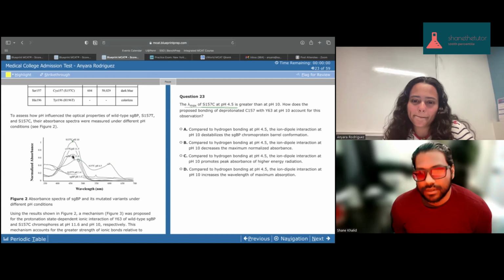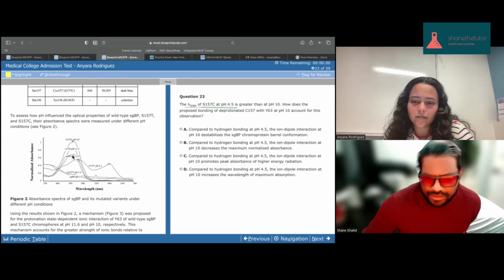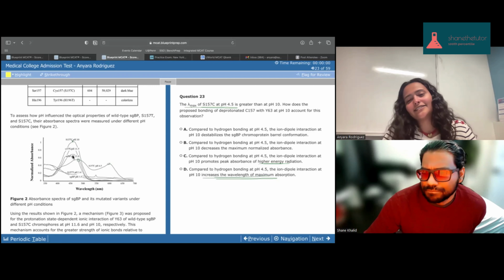So I think it would be either C or D then. Let's see, ion dipole interaction at pH 10 promotes peak absorbance of higher energy radiation. That is what we're looking for, I think. And this one says ion dipole interaction at pH 10 increases the wavelength. If it increases the wavelength of lambda max, it decreases the energy, I think. So these are opposites as well.